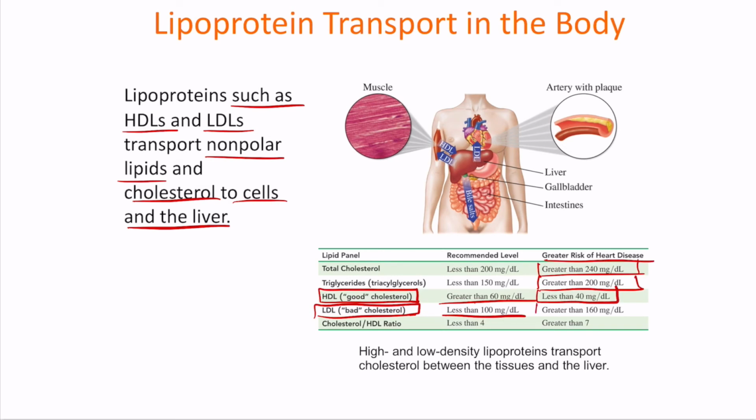And if LDL is greater than 160, there is a risk of heart disease. And if the cholesterol to HDL ratio is greater than 7, that's also a greater risk of heart disease. The recommended level for cholesterol to HDL is less than 4, and the recommended level of cholesterol is less than 200, triglycerides is less than 150, and HDL is greater than 60.